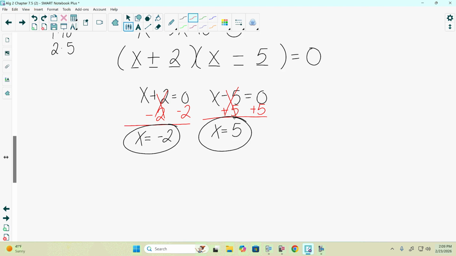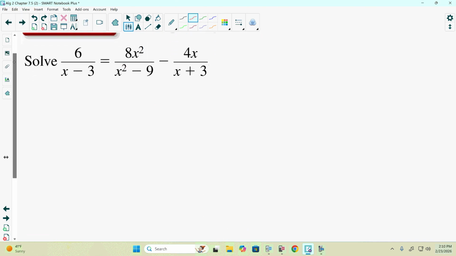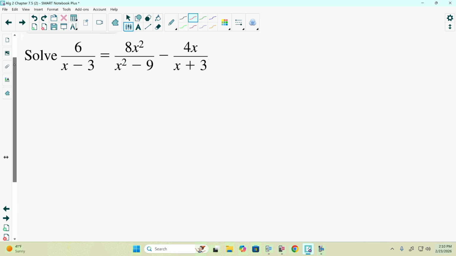Is either one of these two a restriction? No. So both of these solutions work. Questions on this here? So this here is the last one we're going to do today. We're going to finish the note sheet tomorrow.